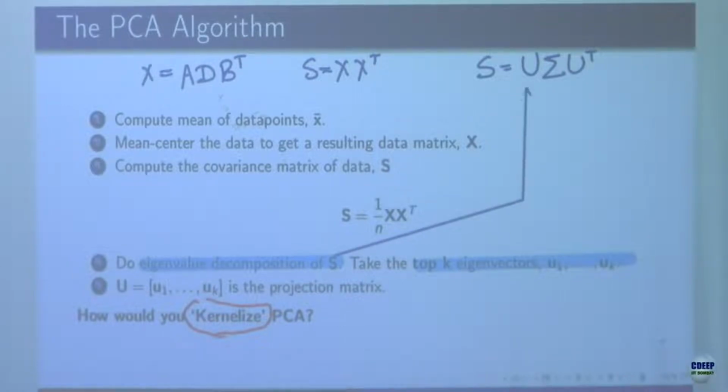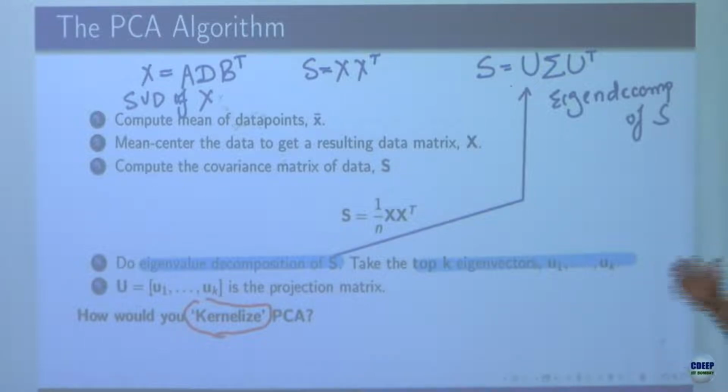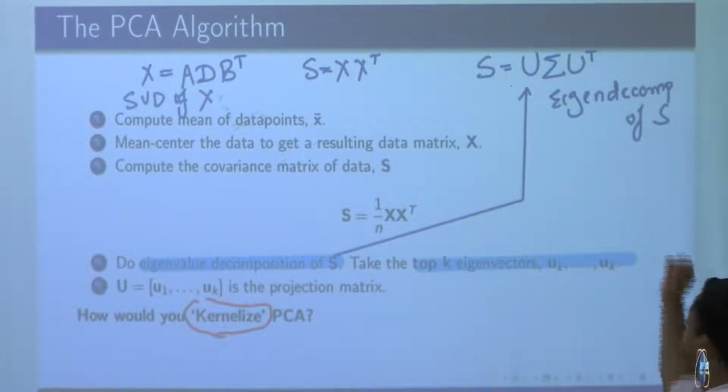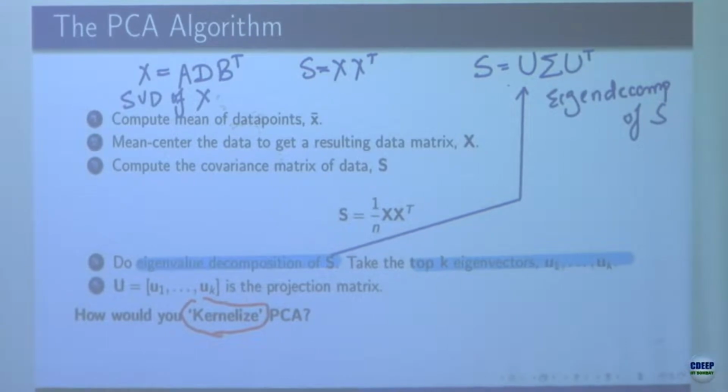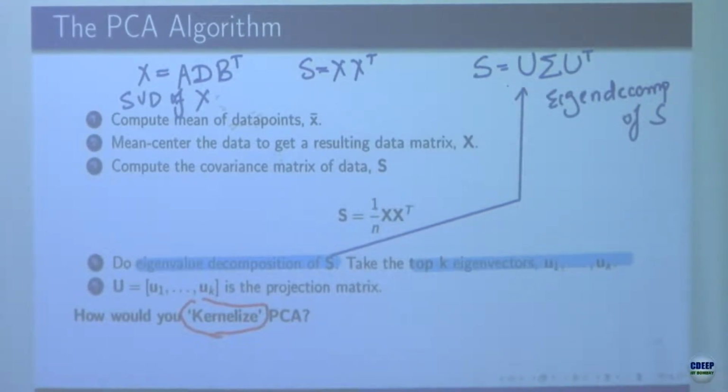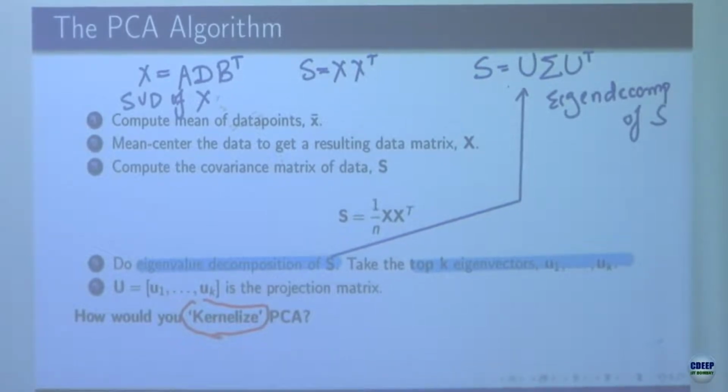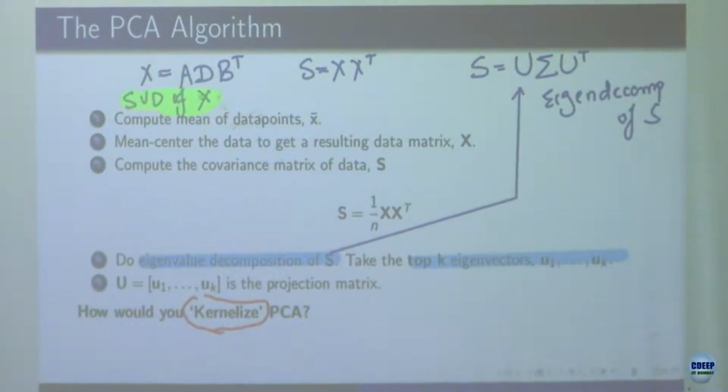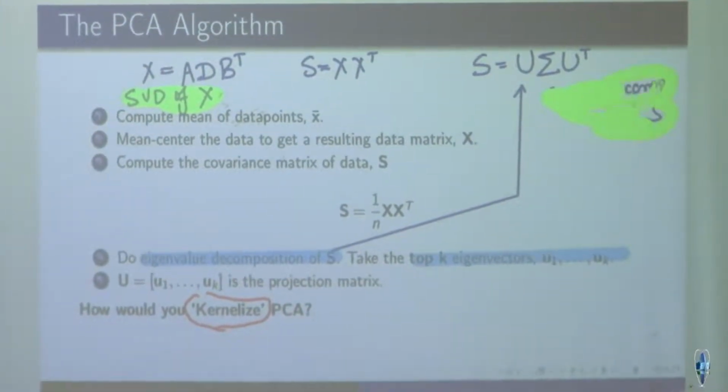Now what is the relation between the singular value decomposition of X and the eigen decomposition of S? This is very important to understand. What is the relation? If X is A, D, B transpose, and S is U sigma U transpose, what is the relationship between them? Just equate components. The SVD of X and the eigen decomposition of S will be linked through this, right?